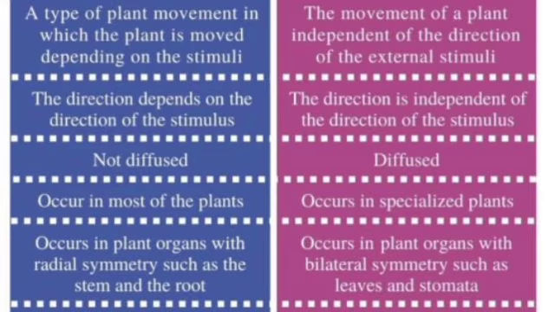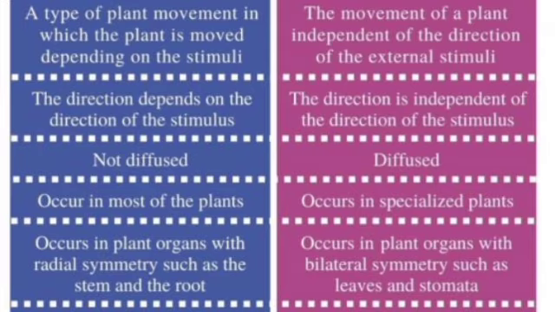At last, we will see the difference between tropic and nastic movements. Tropic movements, unidirectional response to stimuli. Nastic movements, non-directional response to stimuli. Tropic movements, growth dependent movements. Nastic movements, growth independent movements. Tropic movements, more or less permanent and irreversible. Nastic movements, temporary and reversible.